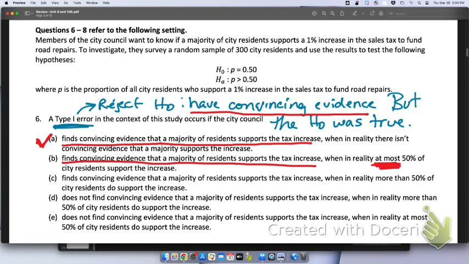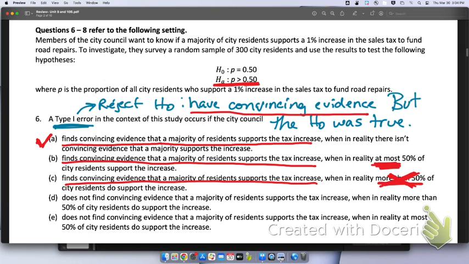What we're trying to prove here is that the true proportion is greater than 50%, and I haven't been able to prove that, okay? In reality, it could be equal to 50%. It could be something else, but I'm not sure. So that is the problem here, this at most, okay? C finds convincing evidence that the majority of residents support a tax increase, when in reality more than, well, that's actually the alternative hypothesis, so that's not it.